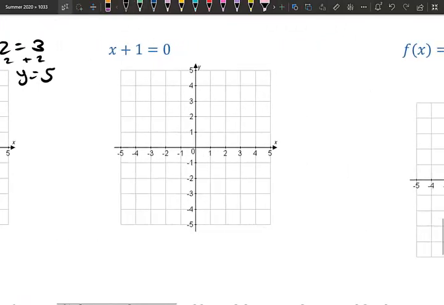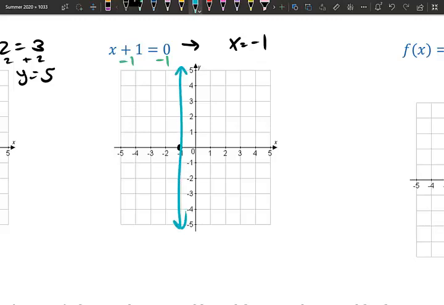Alright, so for b, we have x plus 1 equals 0, so I'm going to solve for the variable given, and that comes out to x equals negative 1. So since this is a special line, I'm going to go to where x is negative 1 and draw a line that goes through the x-axis.